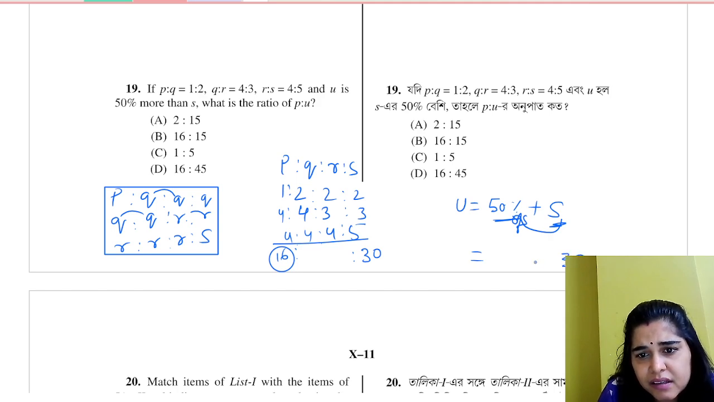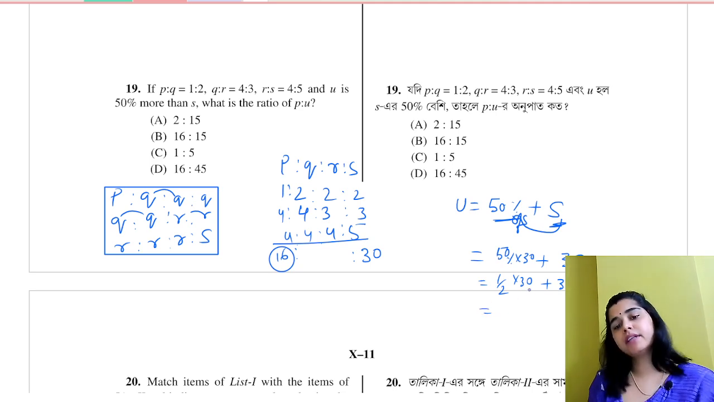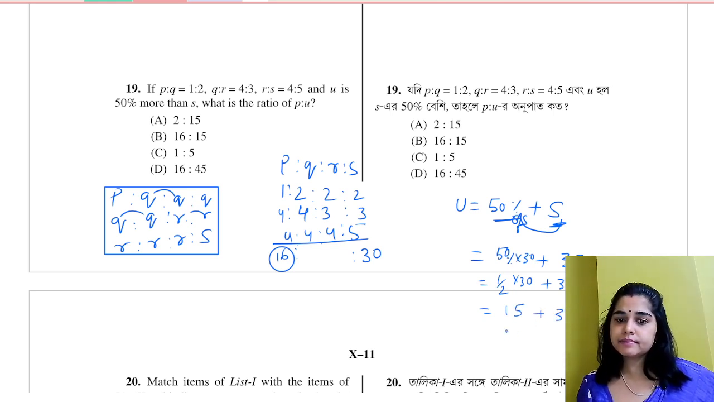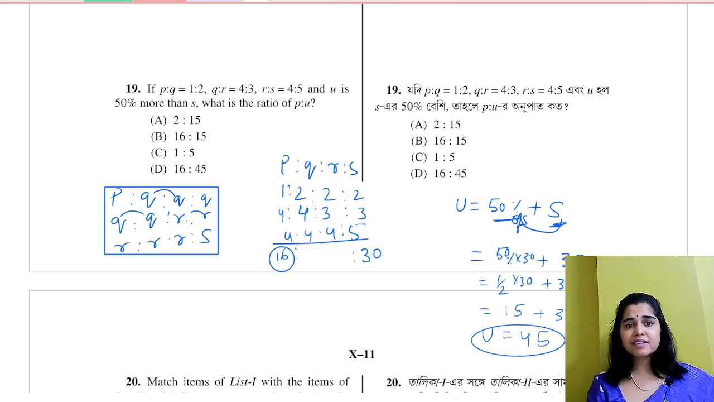S is 30 here. And 50% of S, that is 50% of 30. You can write it like this also: half of 30. Half of 30 is 15, plus 30. So what is there? 5, 3 and a 4. What is the total? How much is U coming to? U is coming to 45. U is 45 here. So what are they asking about? P is to U. So what did P come as here? 16.